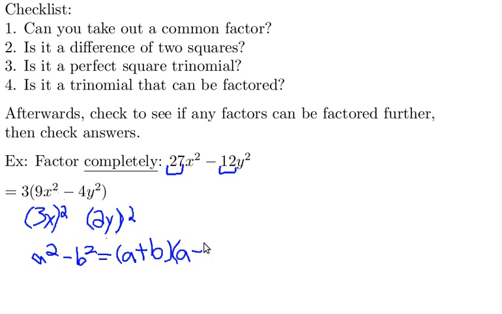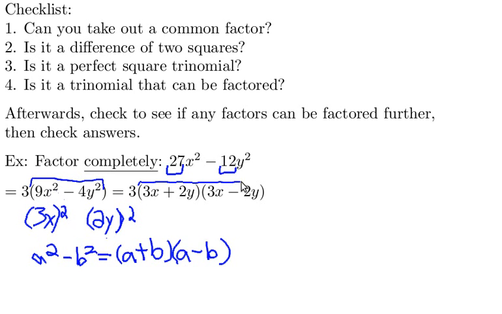times A minus B. So we can rewrite that as, don't forget the 3 out front, in front of the parentheses, that still stays there. So we have 3 times 3x plus 2y times 3x minus 2y. So this part right here, 9x squared minus 4y squared, factors into this right here, based on the difference of 2 squares rule, because this is a difference of 2 squares: 3x plus 2y times 3x minus 2y.